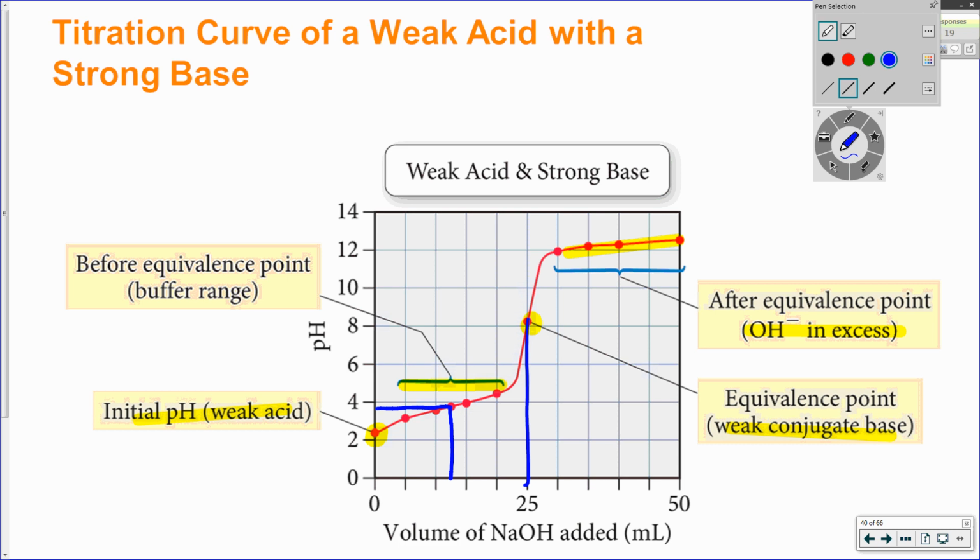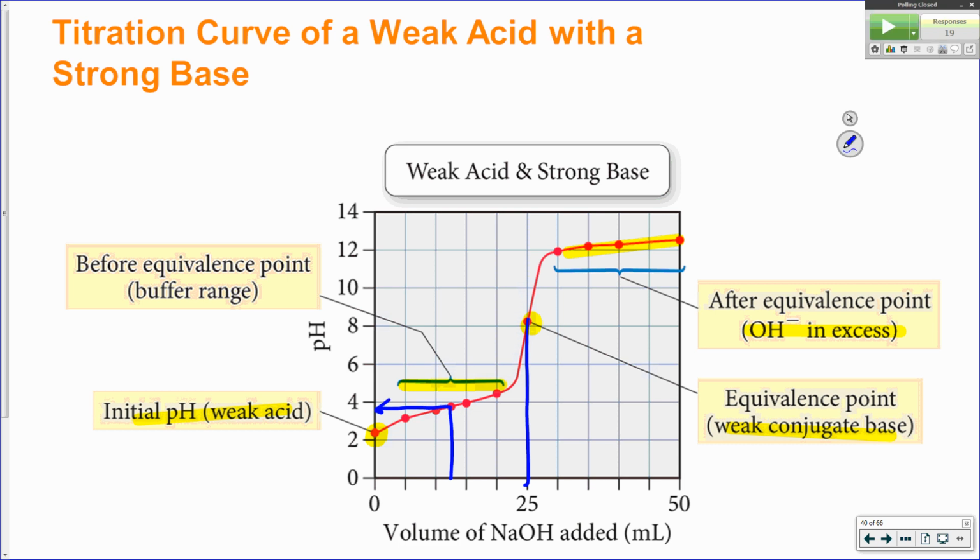I know this particular system has a pKa of 3.8, 3.9. So I can actually learn something about the Ka of my weak acid in this system. That's one of the ways that we calculate it, is doing a titration curve.